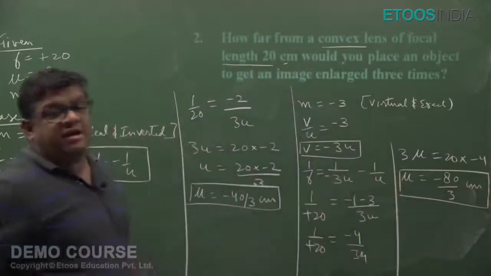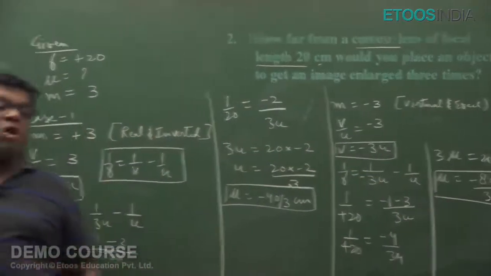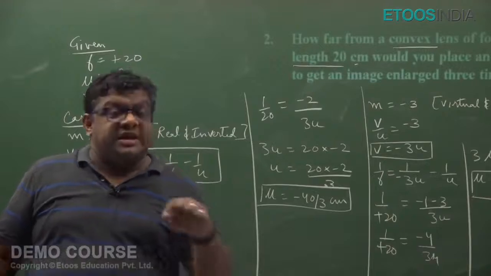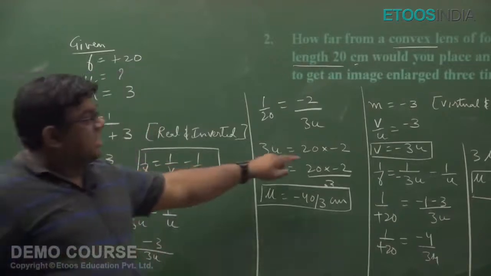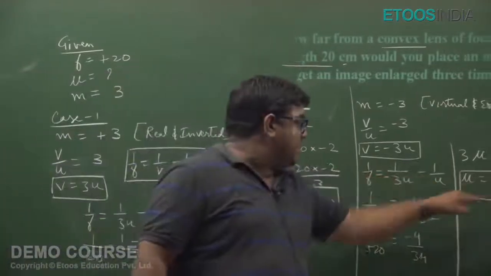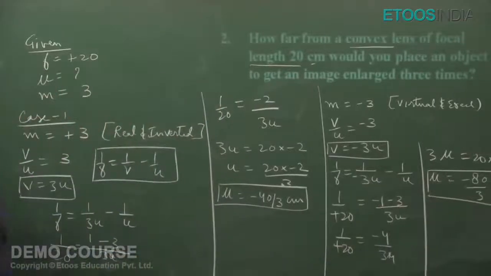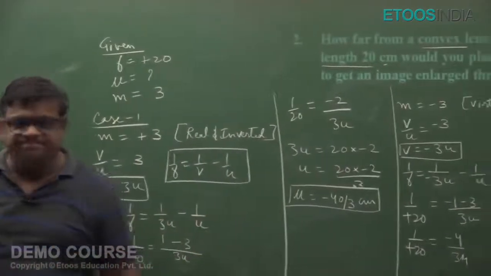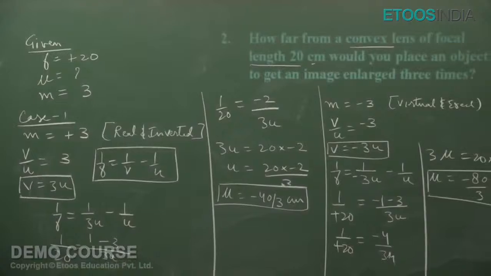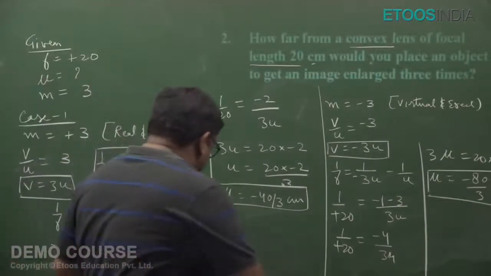We all know that the object distance is always taken negative, and as you can see, the answer itself is coming in with negative sign. Please note it down right now. Let's get back to the third question now.